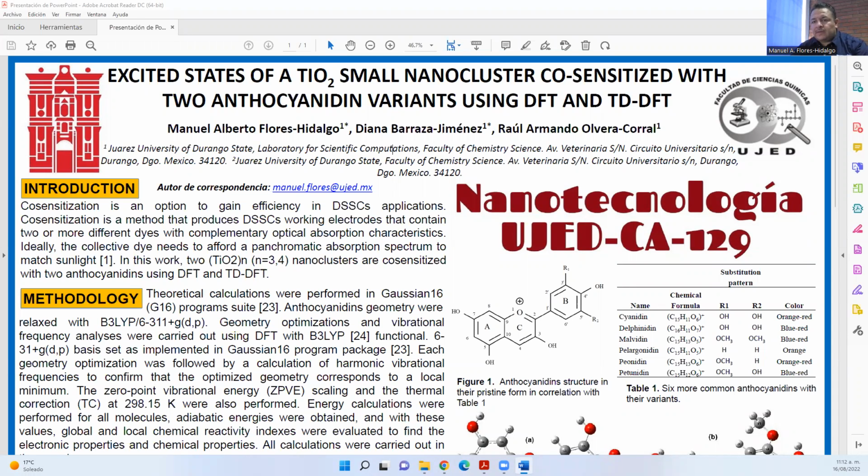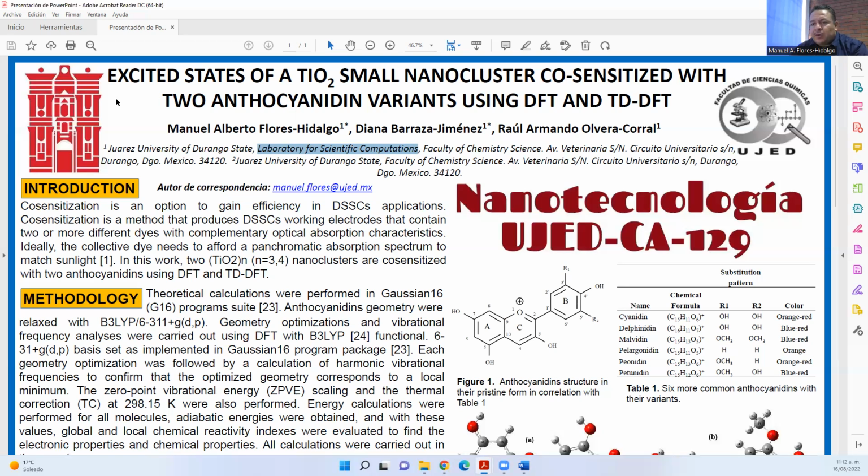I am located at the Juárez University of Durango State, in the Laboratory for Scientific Computations, which is located in the Faculty of Chemistry Science in the city of Durango, Mexico. And I'm here to present this poster that will be part of the 2022 Congress of the Materials Research Society in Mexico, which is held in Cancun.